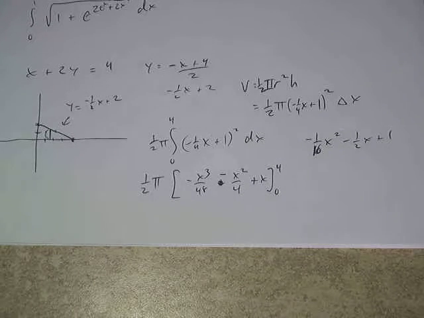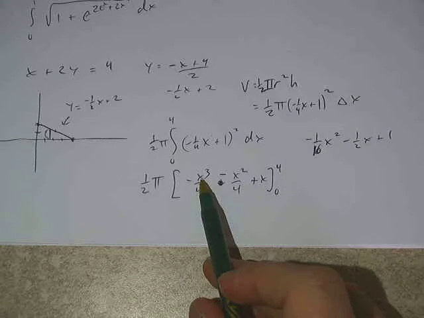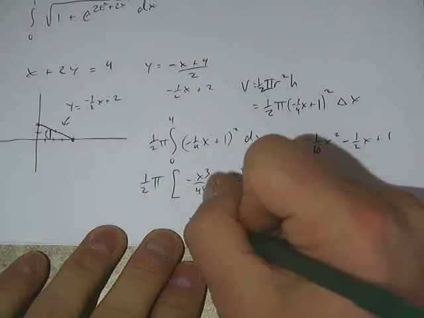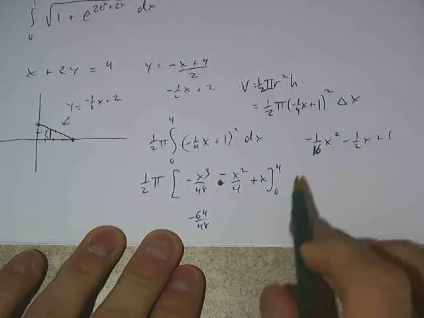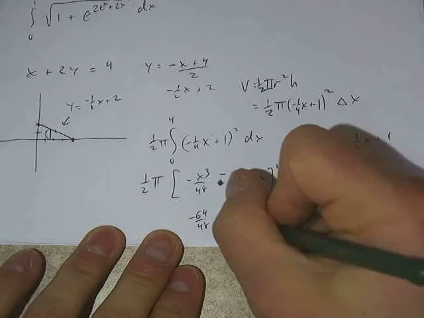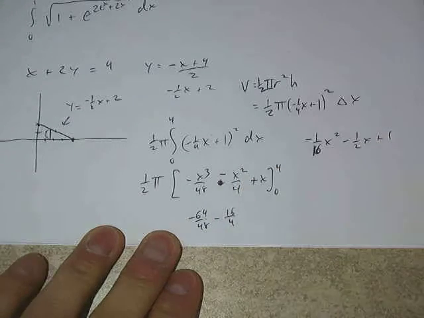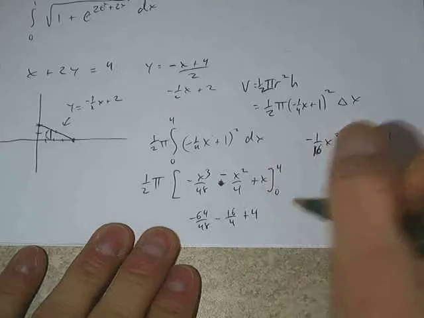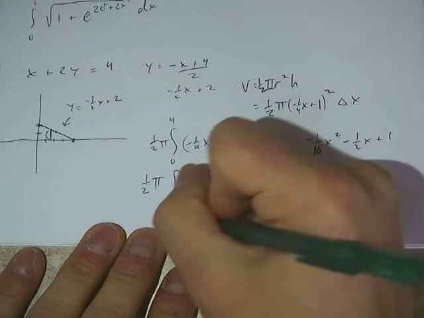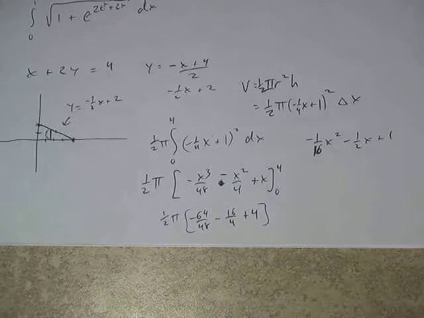Alright. Questions or problems so far? Alright, let's see if we can figure it out then. If we put our 4 in here, we're going to get 4 cubed, that's 64. So we'd have negative 64 over 48. If we put a 4 in here, we're going to get minus 16 over 4 plus 4. And that's it, because the 0 is going to make all three of them 0, since they all have x's in there.